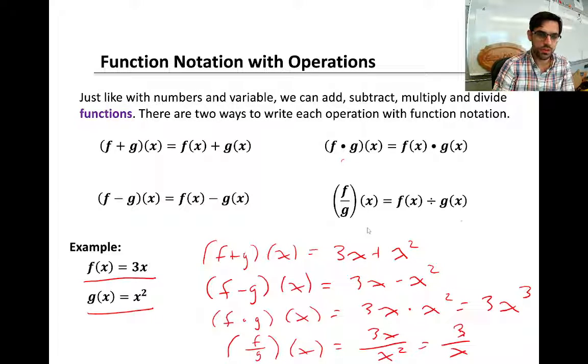Some examples. If we take f of x equal to 3x and g of x equal to x squared, then f plus g of x would be f of x plus g of x, so 3x plus x squared. Or f minus g of x would be 3x minus x squared. Or f times g would be 3x times x squared. Or f over g, which would be 3x divided by x squared. So we can combine functions in that way.